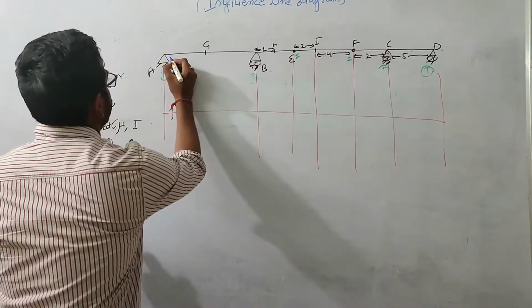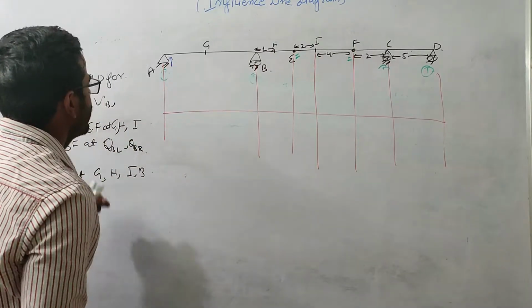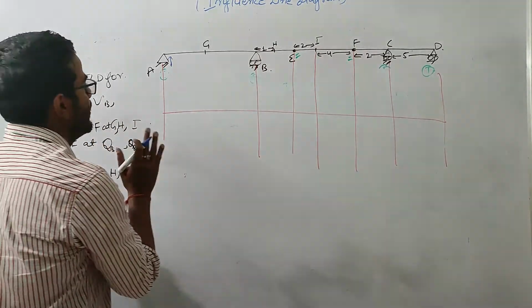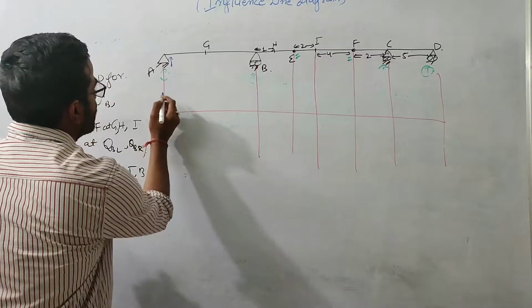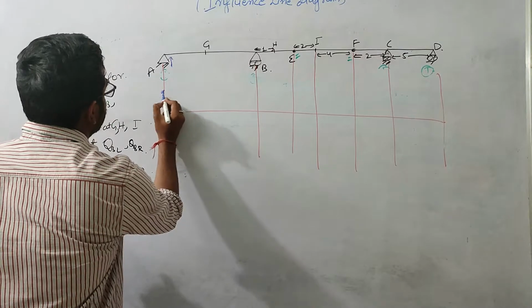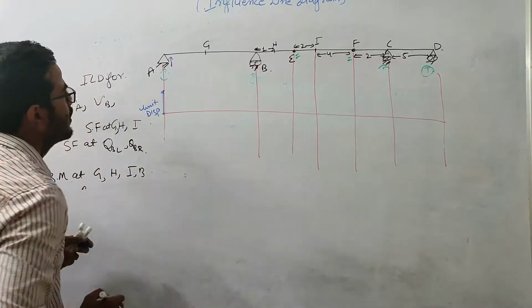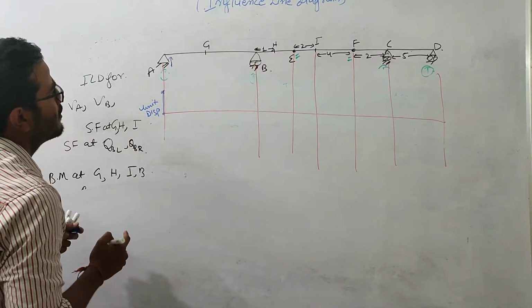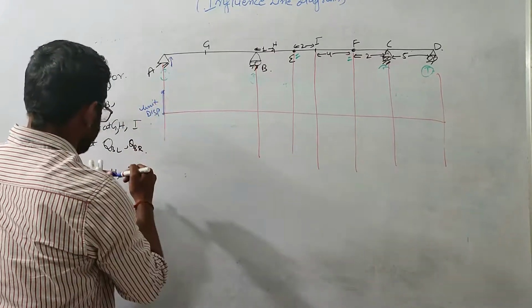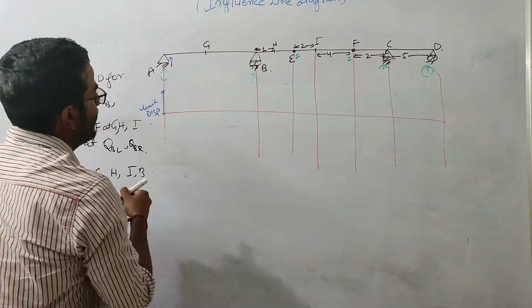Let us suppose the direction of VA at this point is like this. When we release this force VA, we need to give unit displacement along this VA direction. So the beam will deflect at VA by unit amount. This is nothing but unit displacement. Now, if we give the unit displacement, this beam will bend like this.